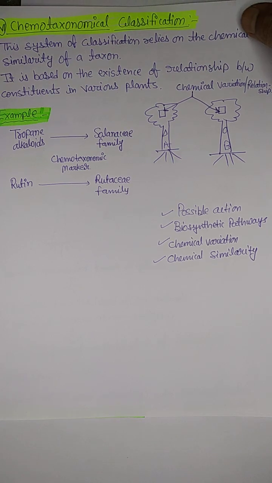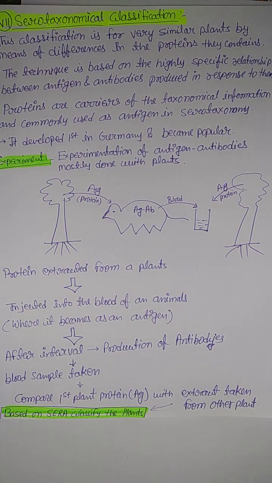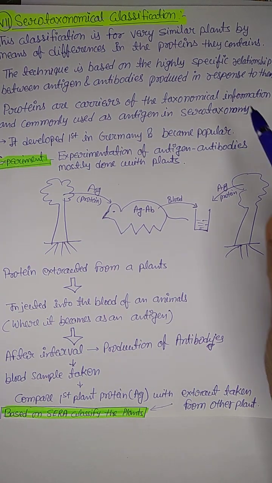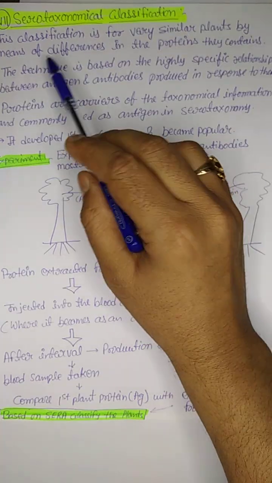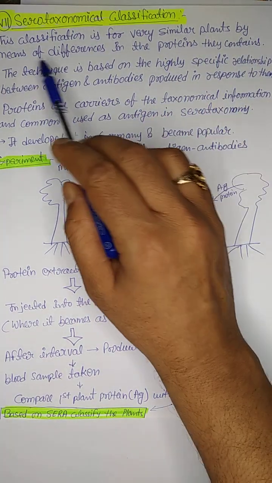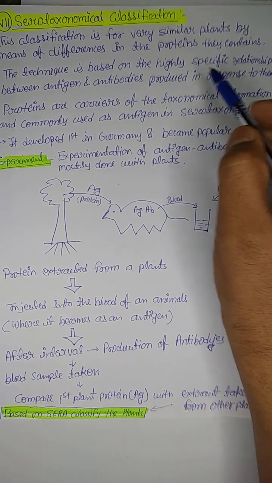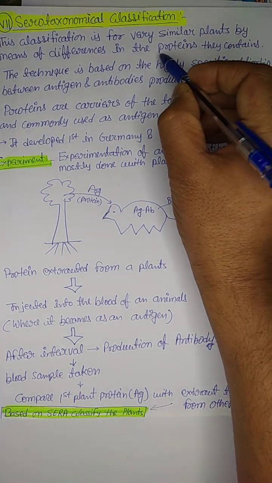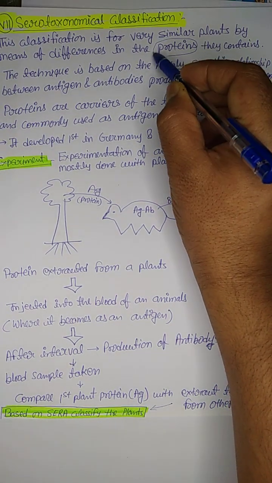Now the next one, and the last one, the seventh one, serotaxonomical classification, right? When we talk about the serotaxonomical classification, this classification is for very similar plants by means of differences in the protein they contain, right? So here the protein is very important.